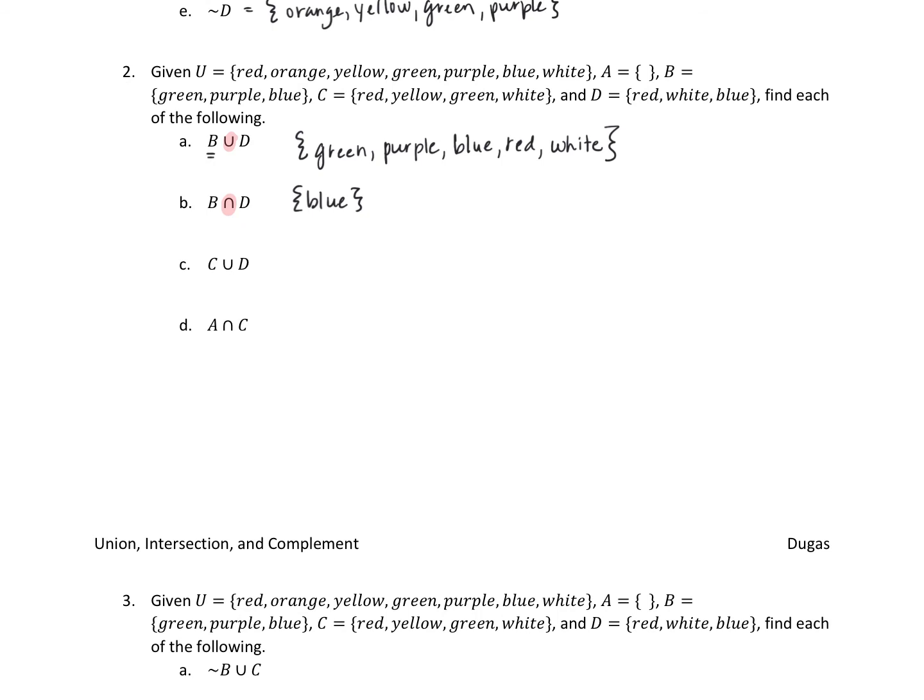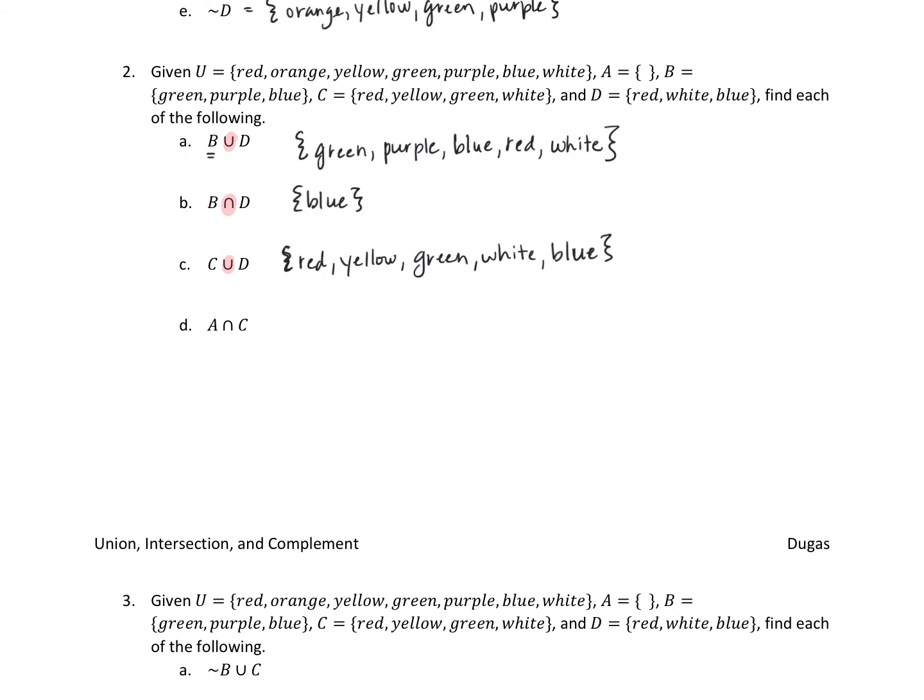Okay, so now we're going to look at part C. Part C is a union. That means we're bringing everything together in one big set. So I'm going to start with C. What's in set C? Red, yellow, green, and white. And then I'm going to add in stuff from D that hasn't already been written down. Red I've already included, white I've already included, and then blue I don't have yet, so I'm going to write that down. Now that includes every element from either set C or set D.